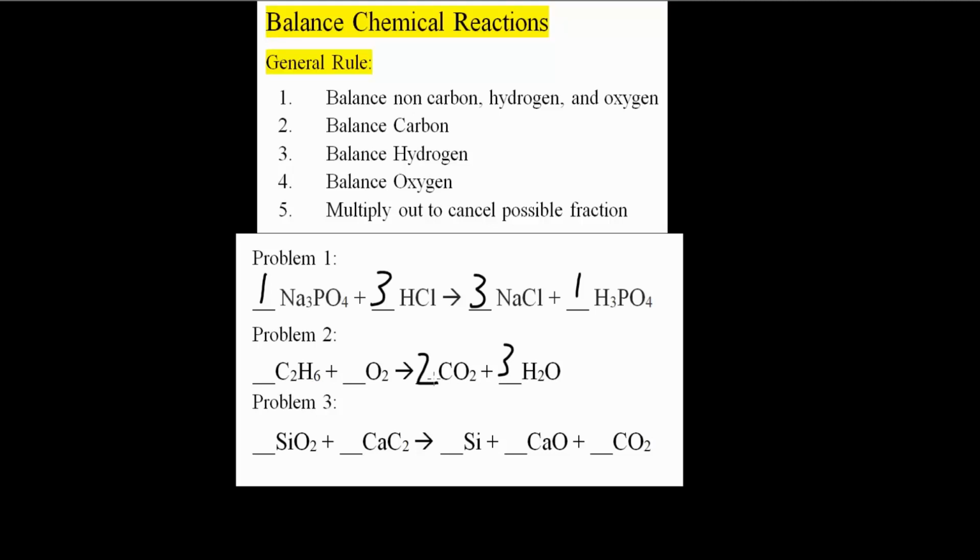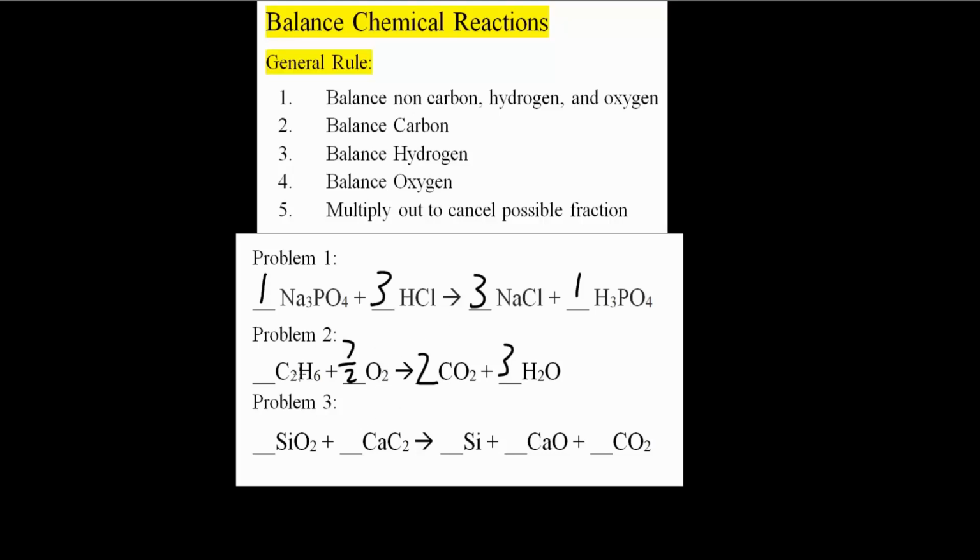And lastly, let's do oxygen. So we have 2 times 2 is 4. 3 times 1 is 3. So we have 4 plus 3 is 7. We have 7. And we have a 2 here. So if this was 7 over 2, 7 over 2 times 2 is 7. So it's balanced. And in most high schools, they want you to cancel out any fractions.